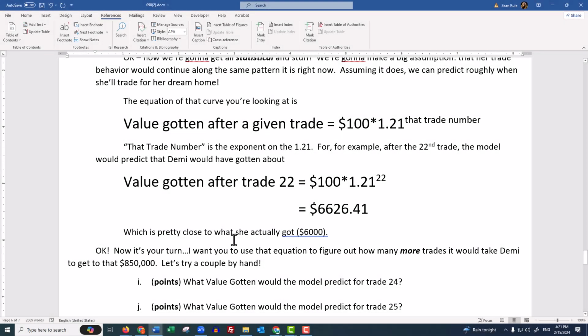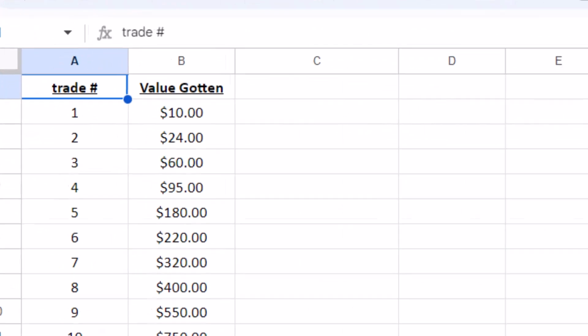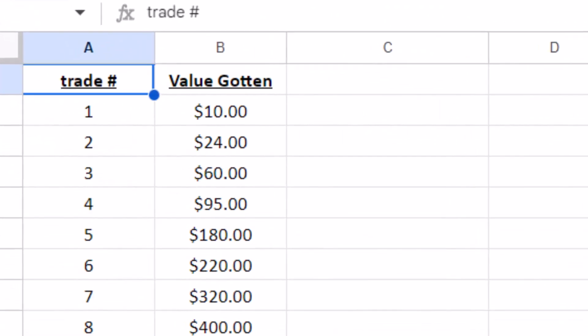Okay, my friends. So we are definitely going to use Sheets to do this for us. So in your Google Sheet, we're in here right now. Go over to the and Beyond tab, which is the same data you already had. I just took out some of the stuff you didn't need.